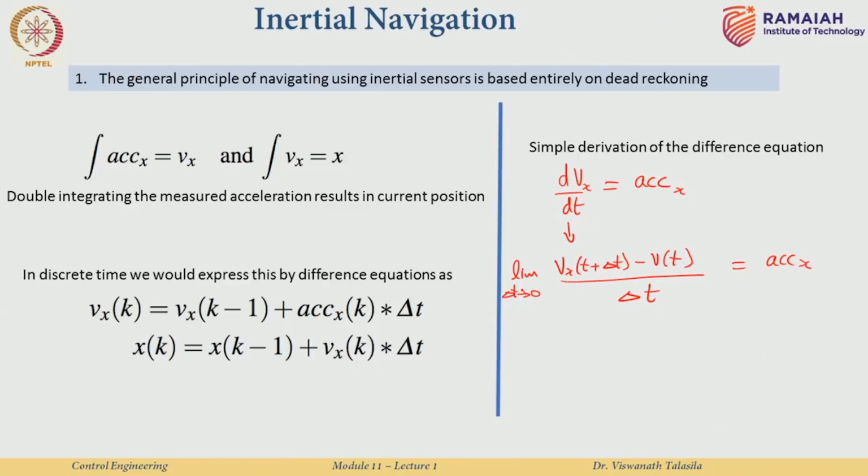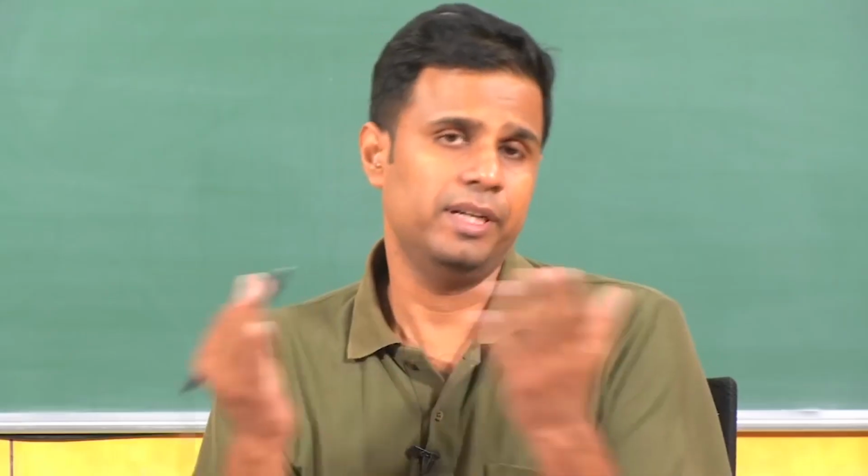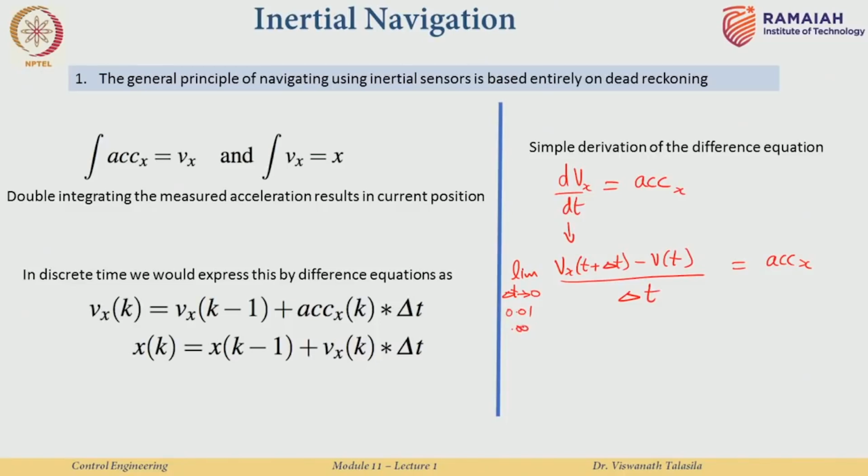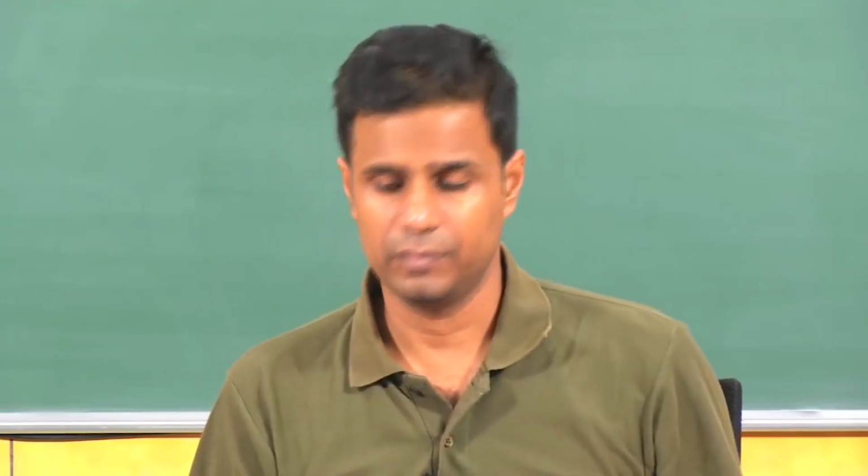Now, of course, in the discrete world we do not have Δt really tending to 0. It is really small, it could be 0.01, maybe 0.0001 and so on, but it is never perfectly 0. So, let us fix Δt to a certain value. We will just call it Δt. It could be any number depending on how fast you are able to sample your signal.